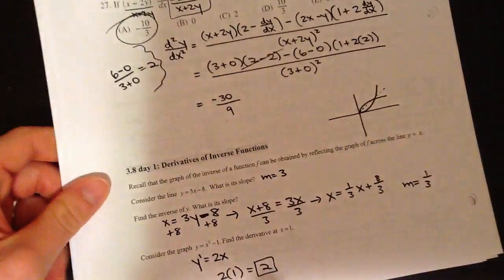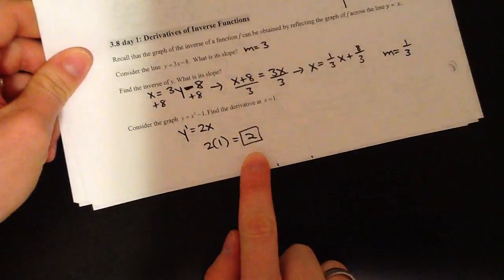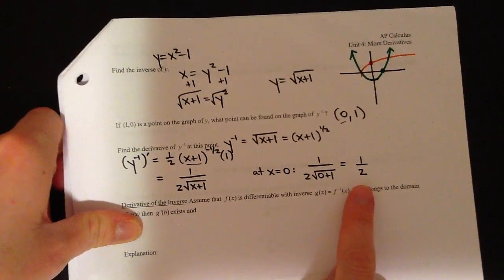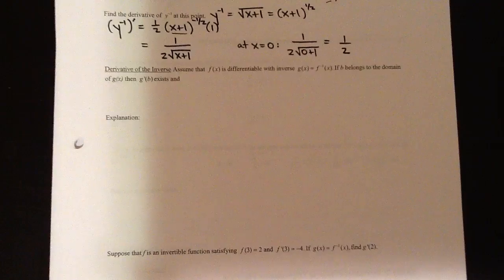At (1, 0), my original had a slope of 2. And at (0, 1), my inverse had a slope of 1/2. So that is what we are going to write down as the summary of what the derivative means for the inverse. Assume that our function is differentiable and it has an inverse that we mark by g.